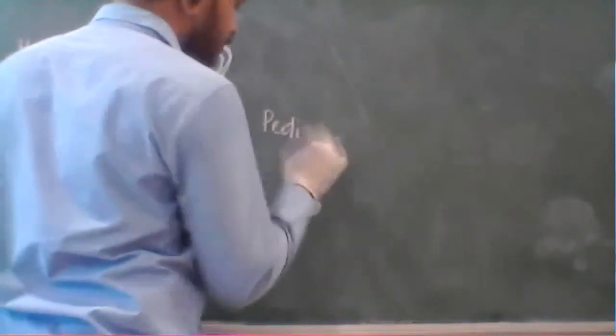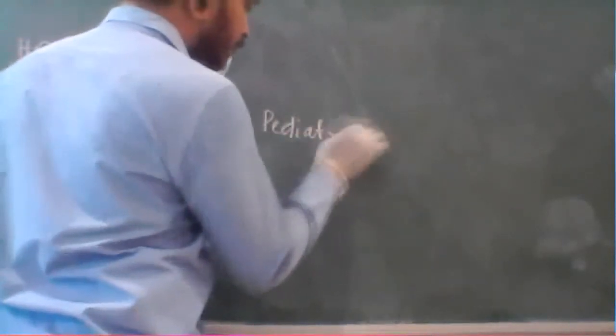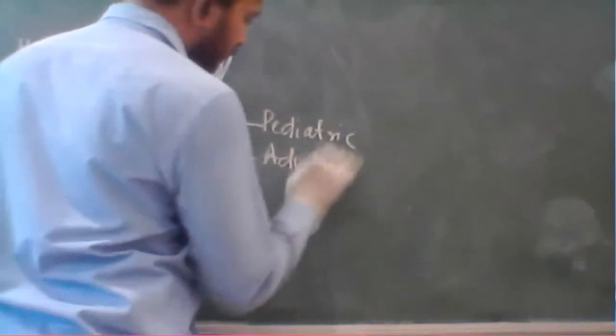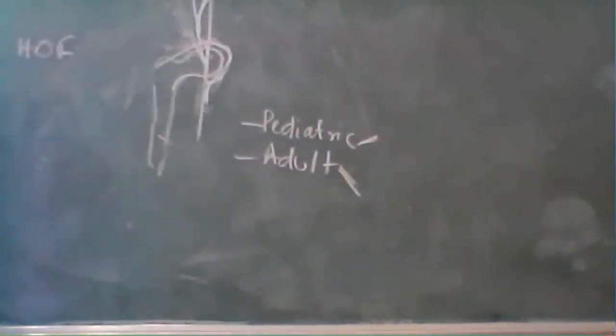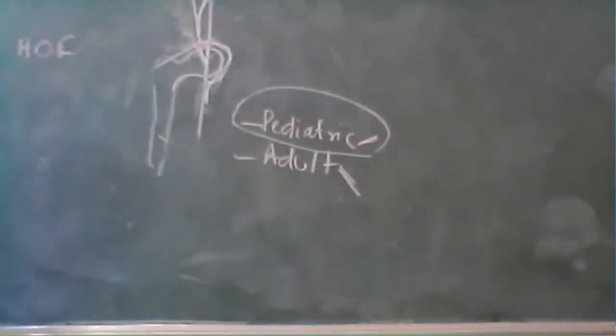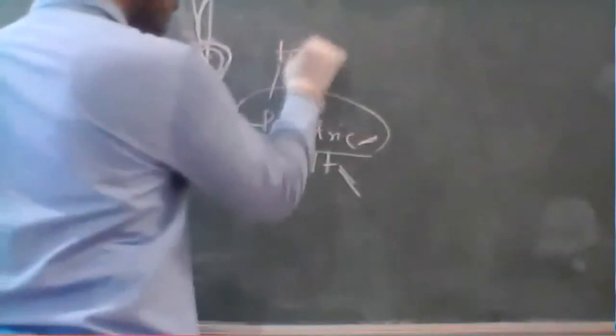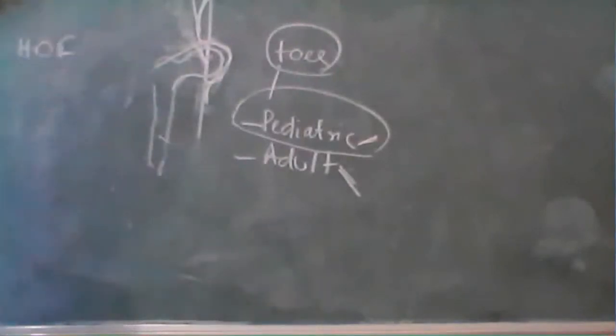So what about the foot? Two categories you'll find. One is the pediatric or child category, another one is adults. In both cases you'll find shortening. But in the pediatric group, how will they try to compensate if there is shortening? In the pediatric group, they will walk on their toes to compensate for the shortening. Clear?